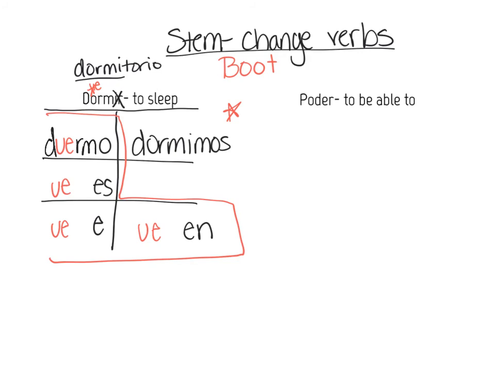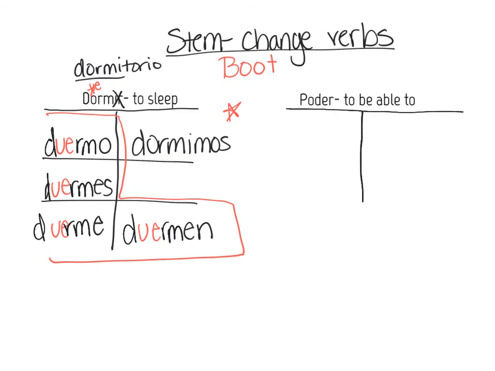Everywhere else it becomes duermo, duermes, duerme, and duermen. So if I want to say, I sleep in my room, yo duermo en mi dormitorio. Mi hermano duerme en su dormitorio. Nosotros dormimos en nuestros dormitorios. The other stem change verb in this unit is poder, which means to be able to. And you've seen this one from the beginning because poder is the one we use when we ask, ¿Puedo ir al baño? Can I go to the bathroom?